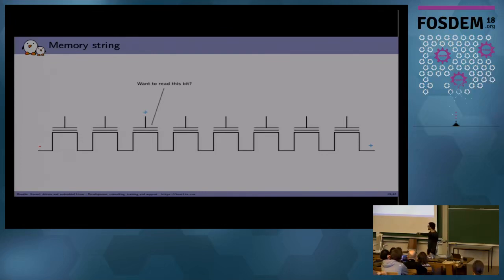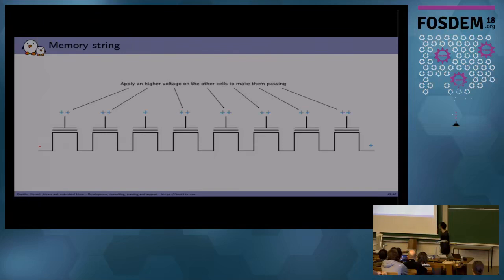So if you want to read the value of one cell inside the string, you have to apply a positive voltage on the gate, as we've seen before. But if other transistors are not passing, you won't have any current on this string, okay? So what you have to do is add an even higher voltage on all the other gates of the other cells in the same string. So the other ones are forced to be passing. This voltage cannot be too high, or you will have the tunneling effect. Okay, now you can feel how fragile this design may be.